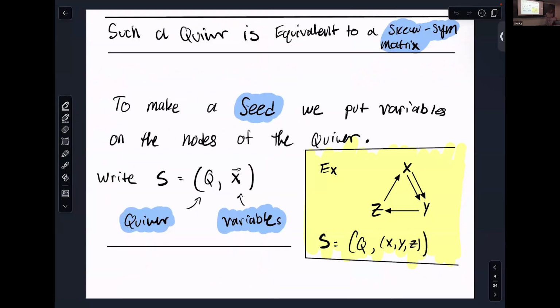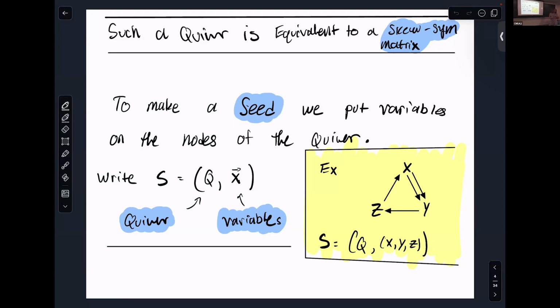Just a comment that was made before: you can equivalently think of this type of quiver as a skew symmetric matrix. But I'm just always going to deal with quivers, so I'll draw pictures of the quivers. So how do we make the cluster algebra? We start by making a seed, which for me, I just think of as putting some variables on the nodes of the quiver. So the seed is just really a pair of a quiver and a bunch of variables.